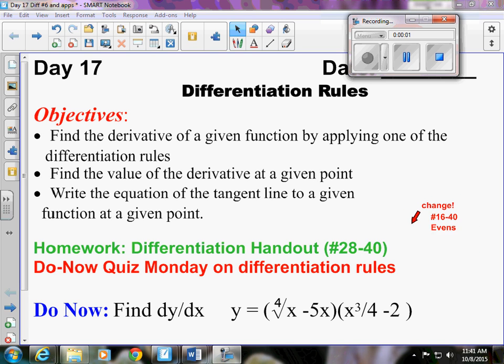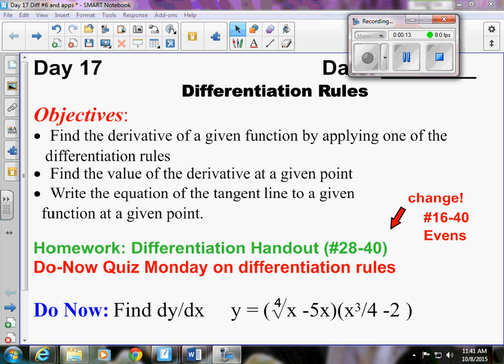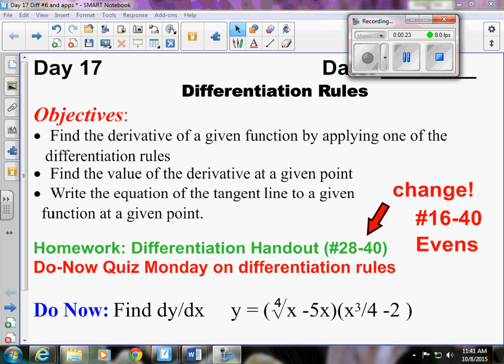Okay, it says 28 to 40. No. Last night we didn't do anything. I decided, you know what? Let's just do 16 to 40 evens. You got it? Someone's not writing that down and they're going to do the wrong thing tonight. Are you that person? Maybe. You can do them all. Definitely you can do them all. Don't let me stop you from doing that.